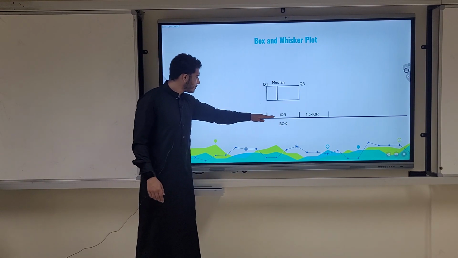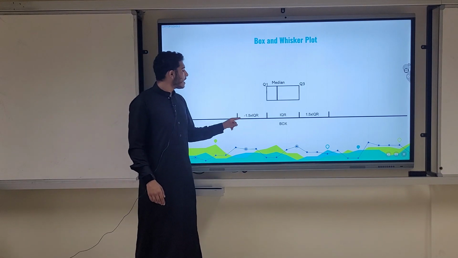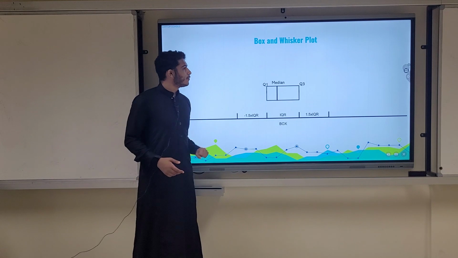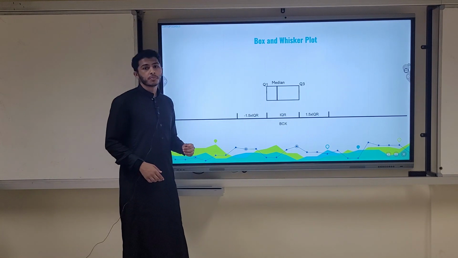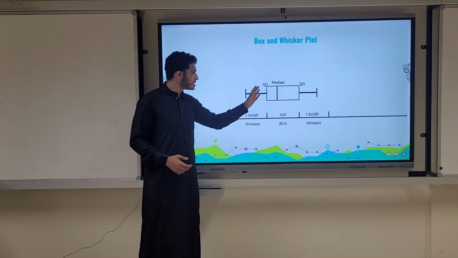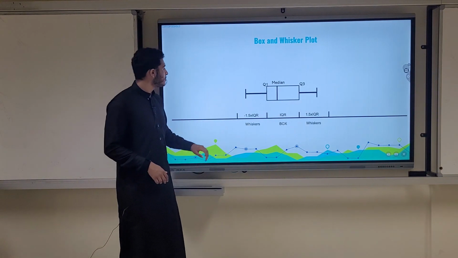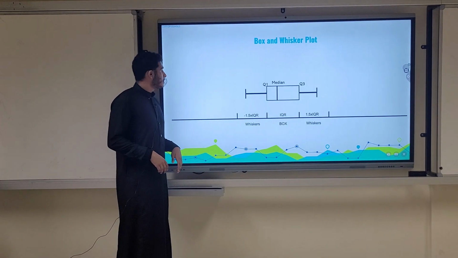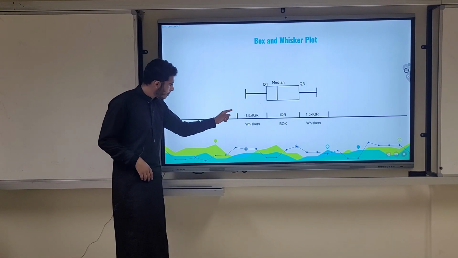In the case of the lower bound, you subtract this value, which is 1.5 IQR, from Q1, and you get your lower whisker bound. So here are the whiskers, and they don't need to be symmetric. They're just there. Also, we have another area too, because the whisker does not go forever. We have a bound for them.